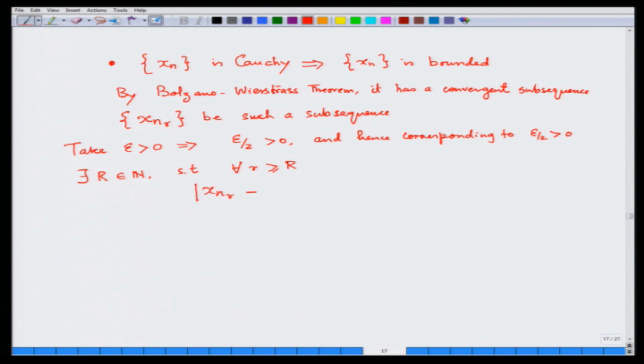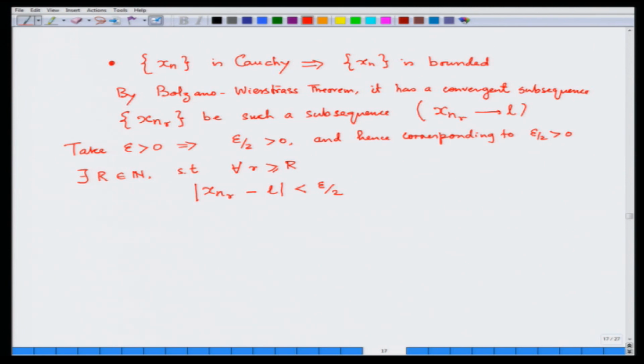|x_{n_r} minus L|, where L is the limit of this subsequence. So, this subsequence is convergent; let us assume that this subsequence goes to some limit L. So, this would be strictly less than epsilon by 2 for all r greater than or equal to R.